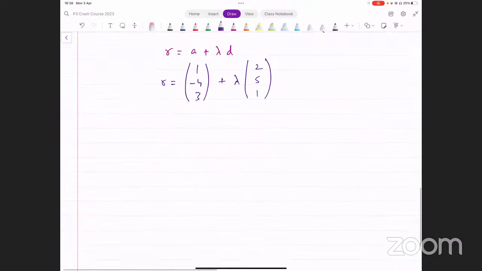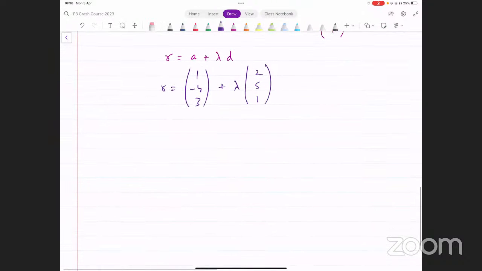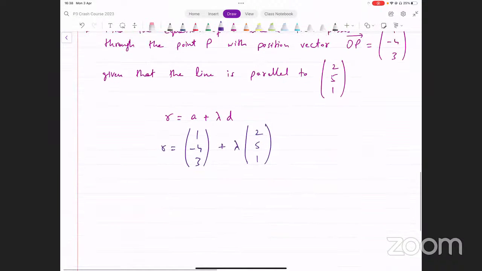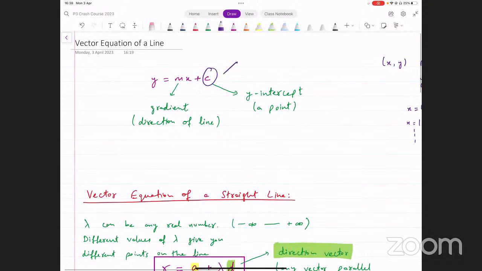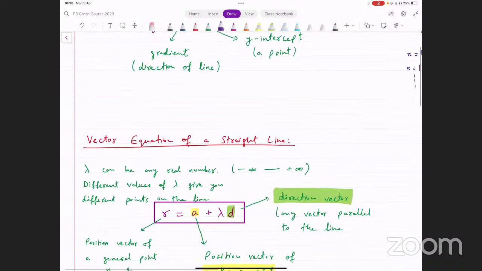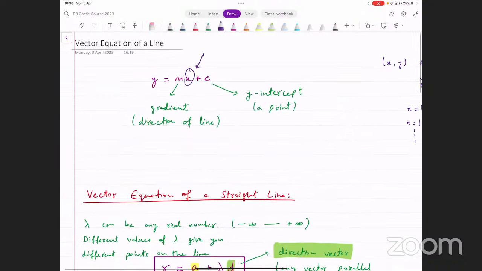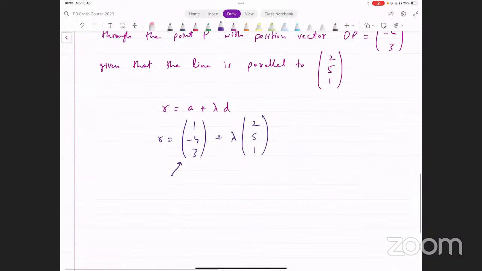All right, now let's quickly try to relate this to the coordinate geometry form. You see, you have a point here. You used to have a point here as well, c, right? That was the point. Then you had m times x. x was the value that you were inputting there. In this case, you input lambda to get the point. Lambda multiplied by the direction vector.